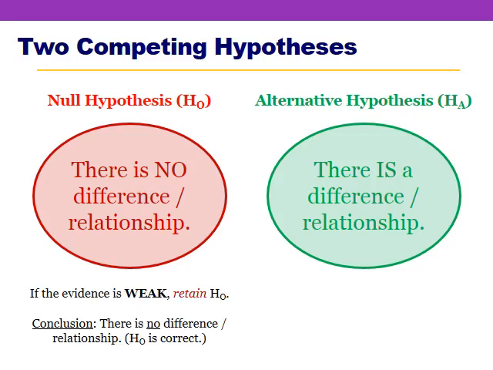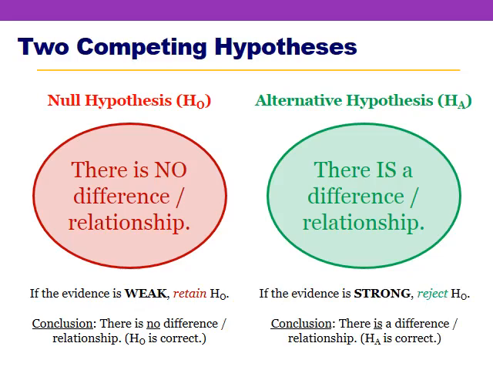If we find that the evidence of a difference or relationship is only weak, we are going to do what's called retain the null hypothesis. In other words, we are rejecting the alternative hypothesis. We are saying we think the null hypothesis is correct. In that case, our conclusion will be that there is no difference or no relationship because we have not found good evidence that there is one.